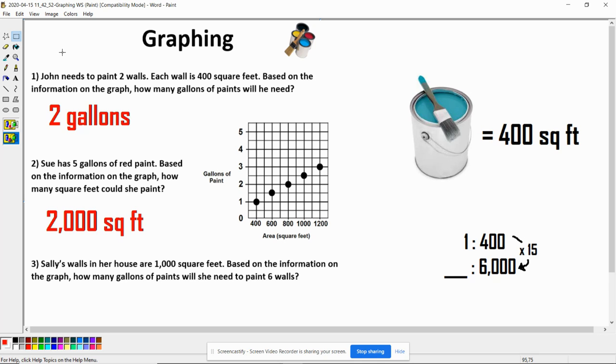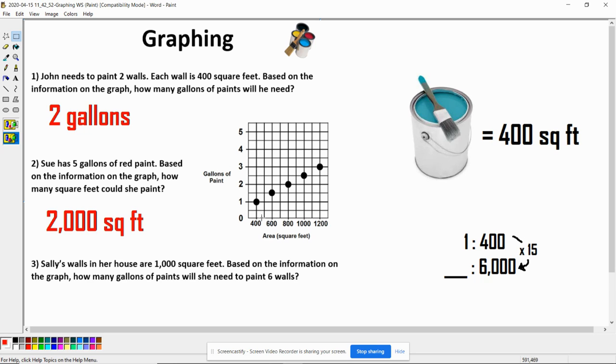Well, if you look at the graph, you can see that on the left, on the y-axis is gallons, and down here at the bottom is the number of square feet. So 1 gallon will cover 400 square feet. 2 gallons will cover 800 square feet. 3 gallons will cover 1,200 square feet. And these ones in the middle are half gallons. That would be 2.5 gallons and 3.5 gallons.